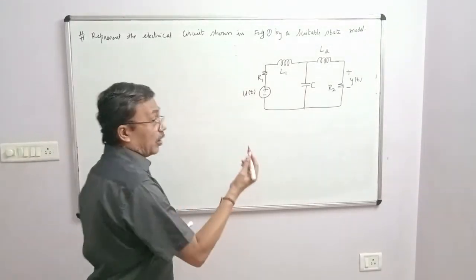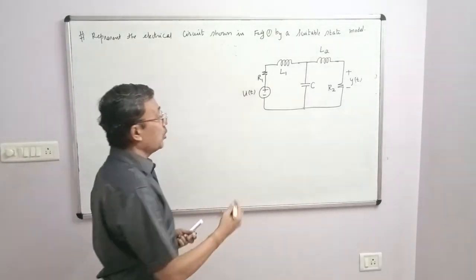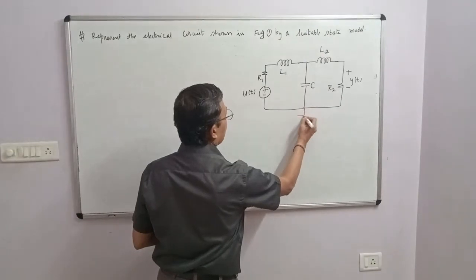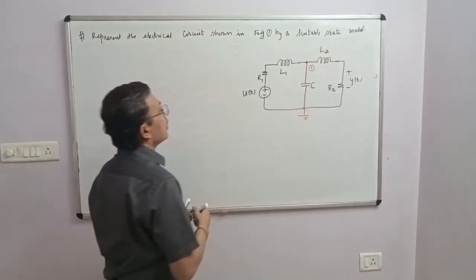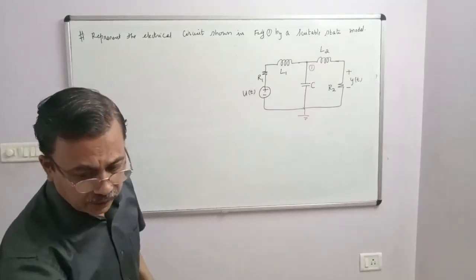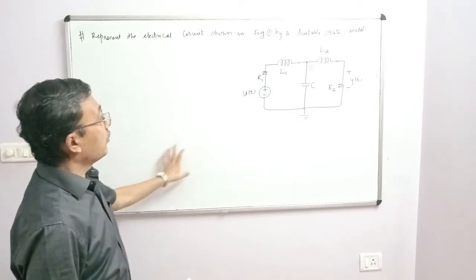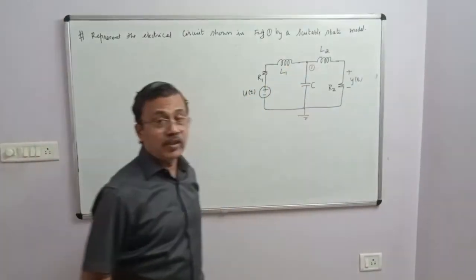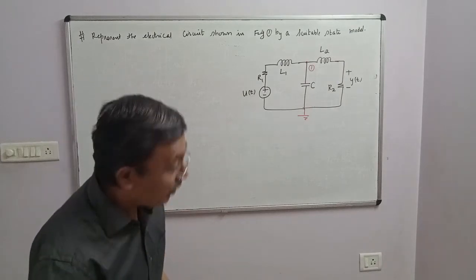What I am marking in red is not given in the examination question paper. This is the reference node. This I call node 1. How many state variables are required? Number of state variables required is equal to number of inductors plus number of capacitors. There are 2 inductors, 1 capacitor. Therefore, number of state variables required is equal to 3.